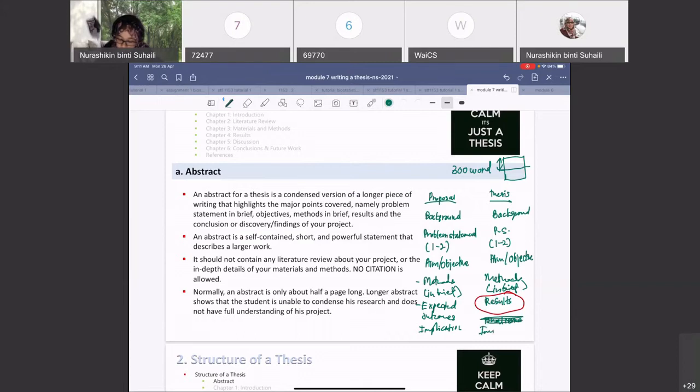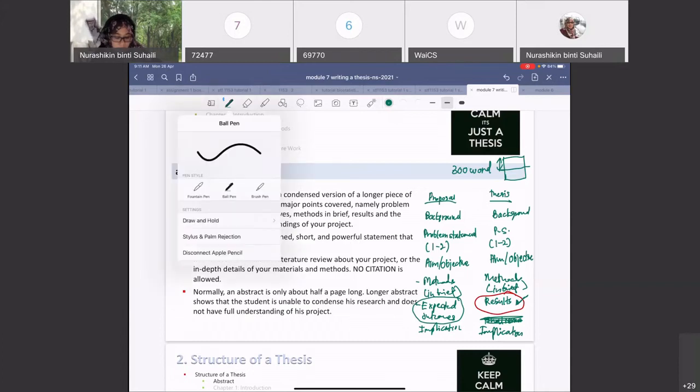So these are the things that should be included in the abstract. Okay, so the difference lies in this part. Also this part. Thesis doesn't have expected outcomes anymore because you have already the result. So you should replace it with the result. So that's the difference.